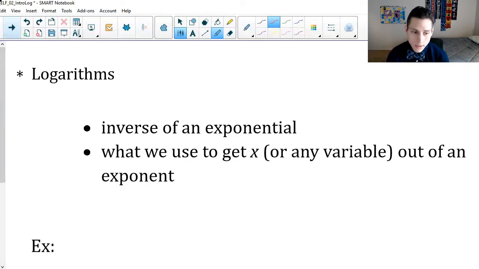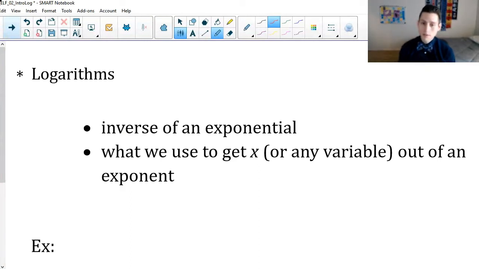Okay, so we're going to talk today about logarithms. We're going to do a little bit about logarithms, and we're going to come back later on in the unit to do some more in-depth logarithm stuff. But for right now, we're just going to get a basic idea of what a logarithm is and how we can use it for some more exponential equations.